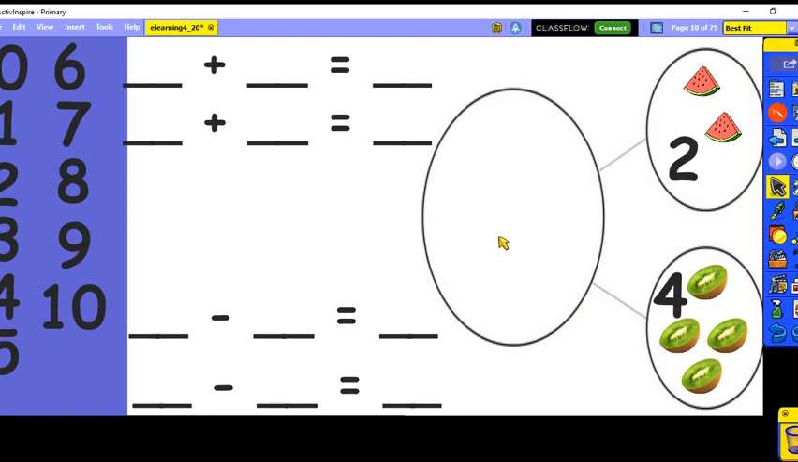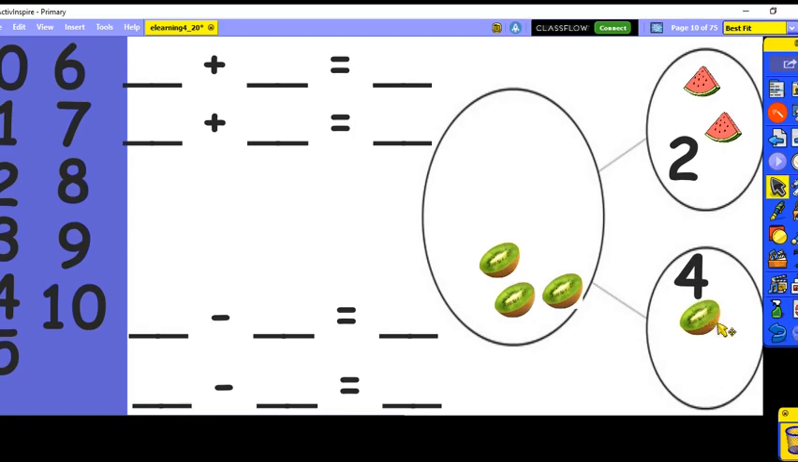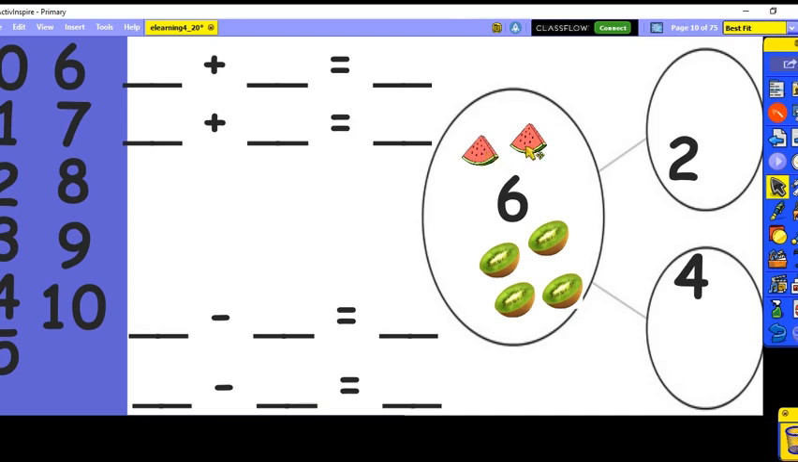Okay, so our total, this is one part, this is one part. To find the total, let's count them all together. 1, 2, 3, 4, 5, 6. Okay, so 2, 4, and 6. That works out nicely like we're counting by twos. 2, 4, 6. So 2 plus 4 equals 6. That's our total. One part is 2, one part is 4, and the total is 6. So 2 plus 4 equals 6. There it is.